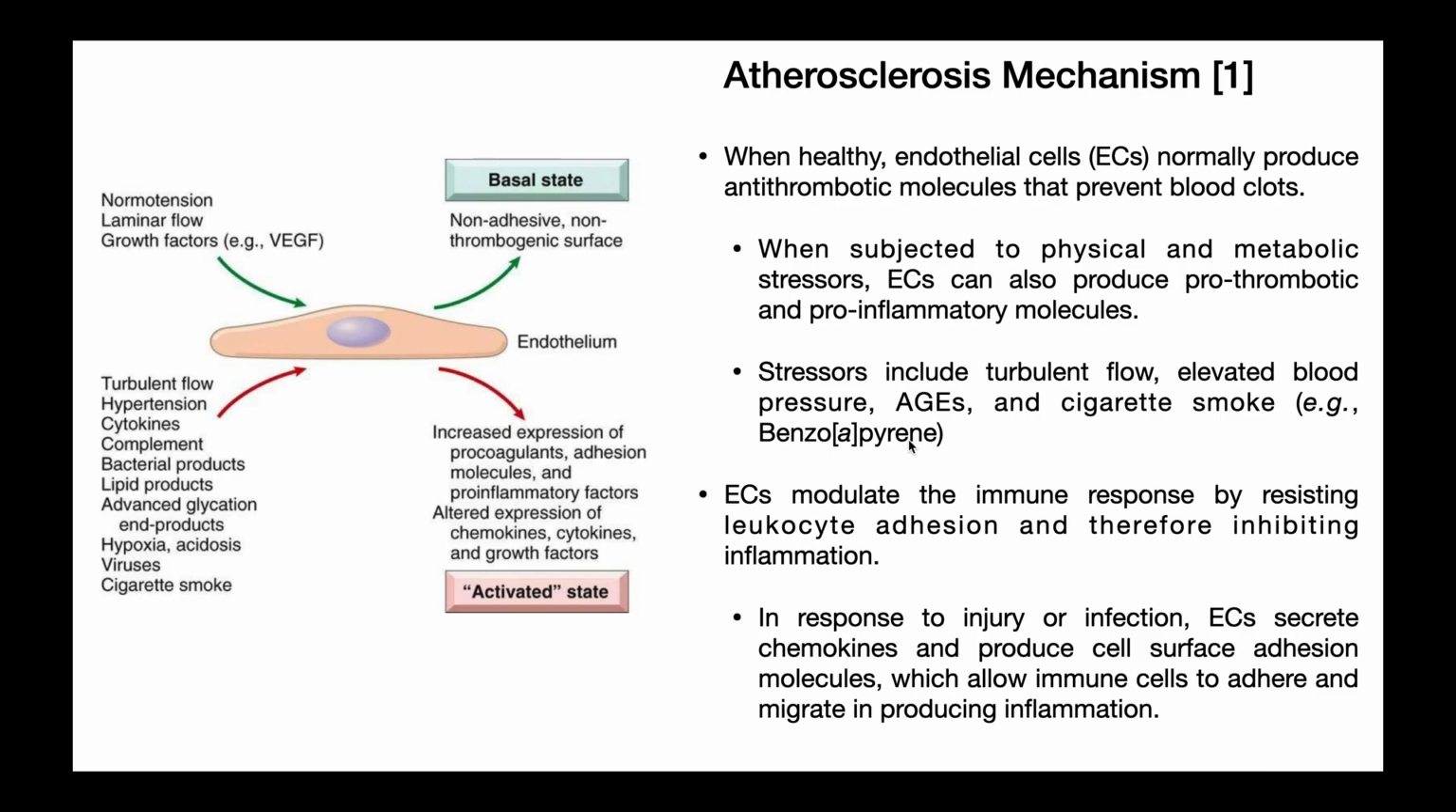And so when they become damaged, or there's metabolic or physical stressors, they start changing their metabolism from antithrombotic molecules to prothrombotic and pro-inflammatory molecules. And that state is considered their activated state. We only want those cells to become activated if there's an actual threat. An actual threat being something like an invading bacteria or something like that. A lot of these things over here have to do with lifestyle choices. No one's forcing you to smoke a cigarette, okay?